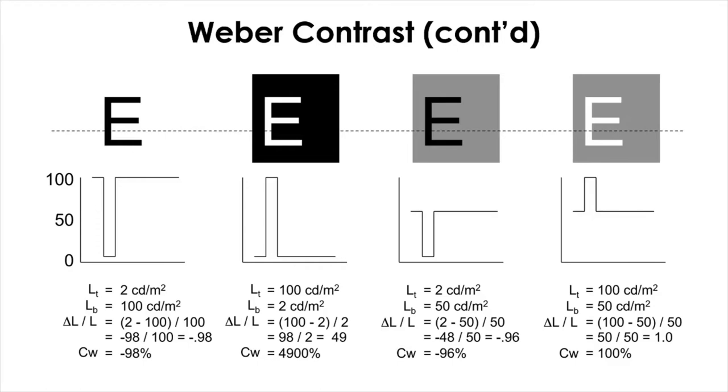Here the cd represents candela, a unit of luminous intensity. Candela per square meter is a typical unit of measurement for luminance using a photometer.